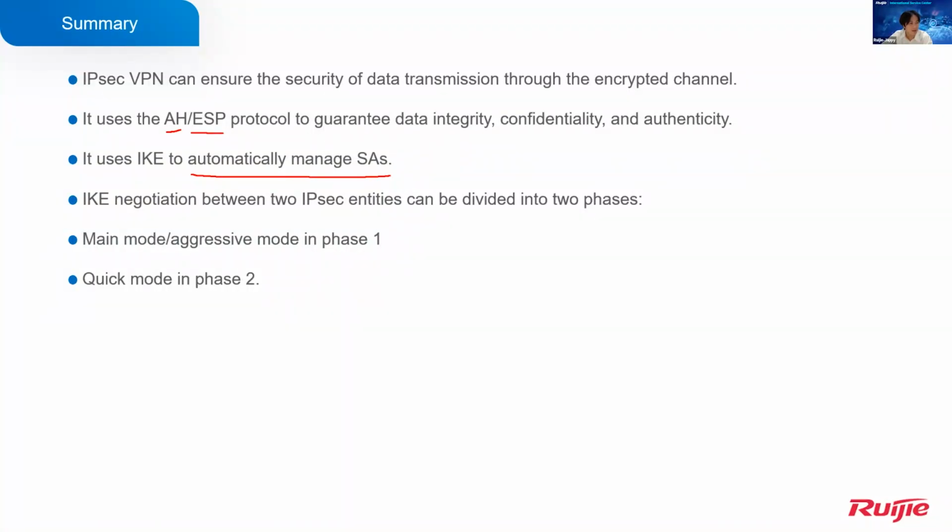And for the IKE negotiation between two IPsec peers, we have two phases. First, we have main mode, and another one is aggressive mode. In phase 2, we only have quick mode. Okay.